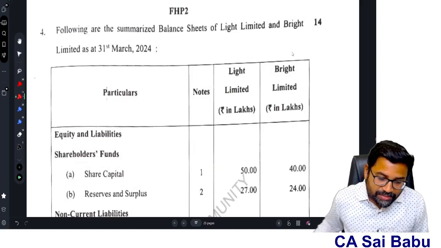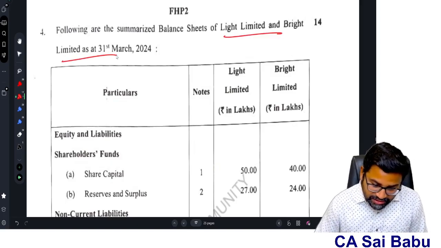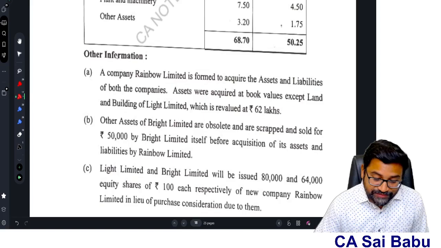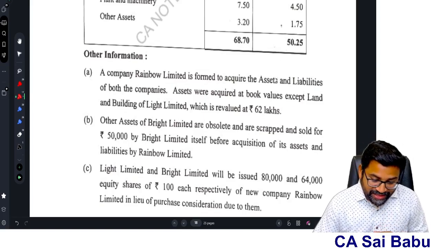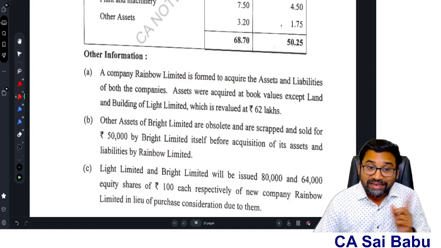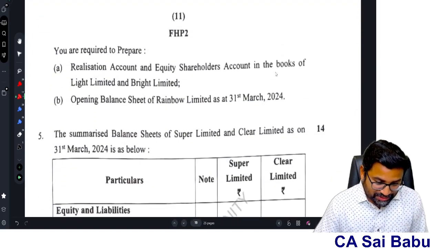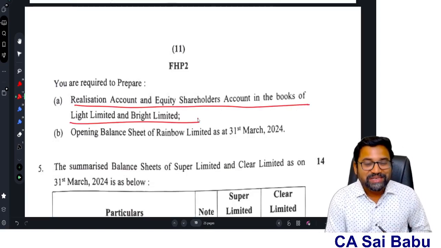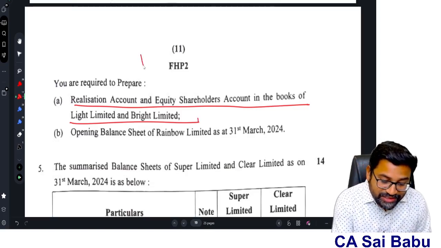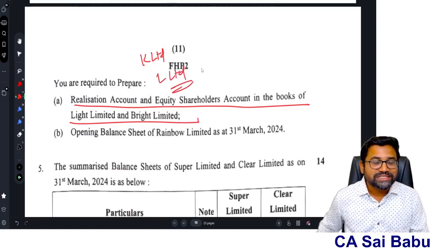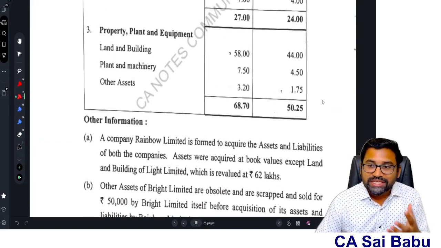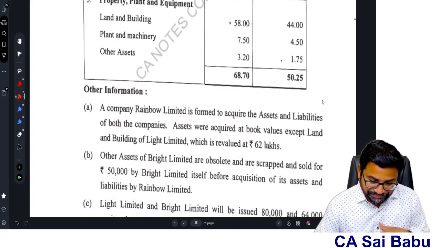And following is the summarized balance sheets of Light and Bright. I think this question relates to a company, Rainbow Limited, being formed. This time, sir, from amalgamation they have asked one question, and at the same time internal reconstruction they have also asked. So realization account, equity shareholders account in the books of Light and Bright Limited. In the study material there is a question called K Limited, L Limited, like this one question is there. Similar to that question, sir, the easy part is that they're asking transfer books. The transfer books you can easily close through the realization account.